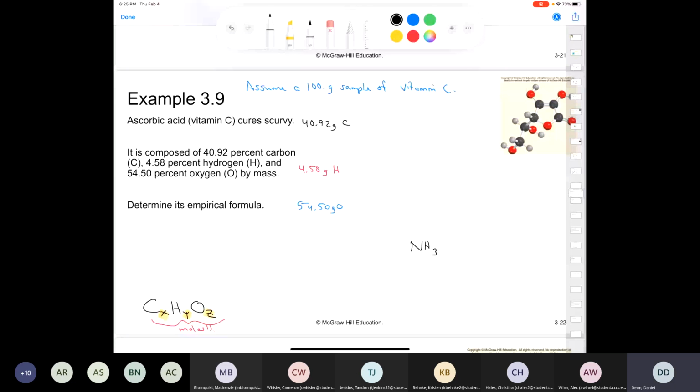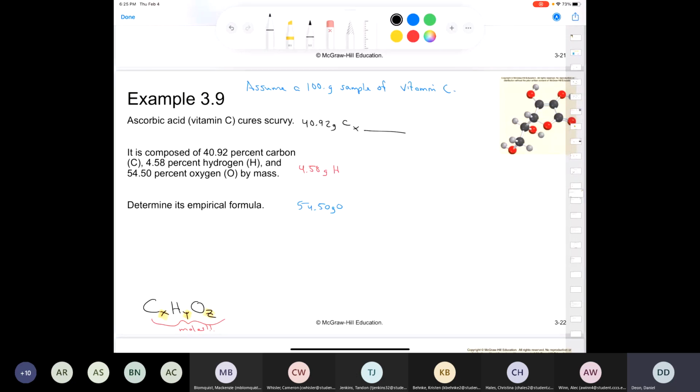I know that there's 1 mole of nitrogen for every 3 moles of hydrogen. It's got nothing to do with mass. It doesn't mean there's 1 gram of nitrogen and 3 grams of hydrogen. That's insane. Okay, so we always have to break it down to moles. So let's figure out the number of moles of each one of these substances, each one of these elements.